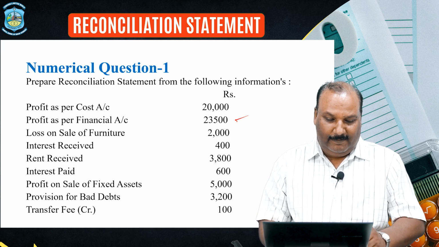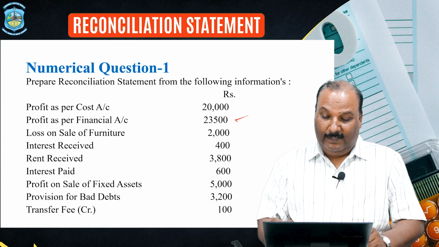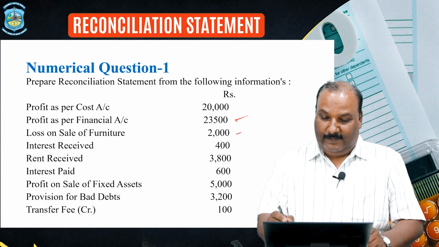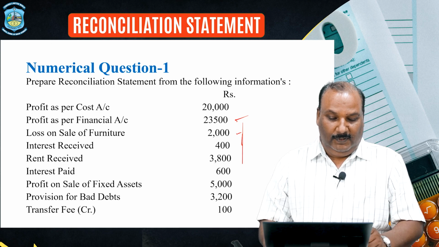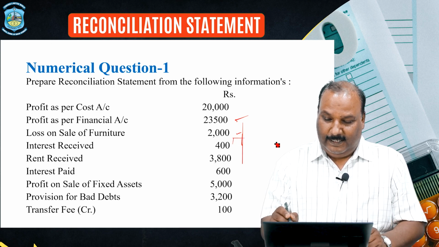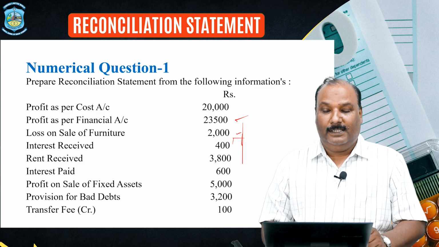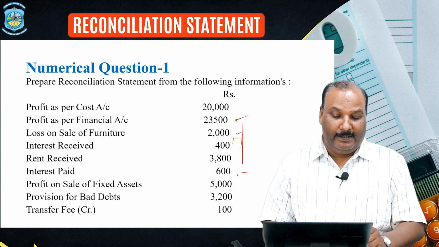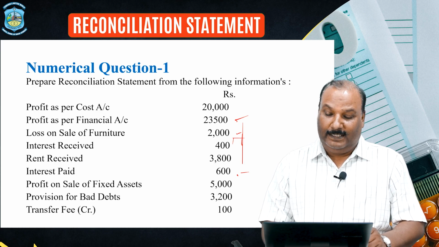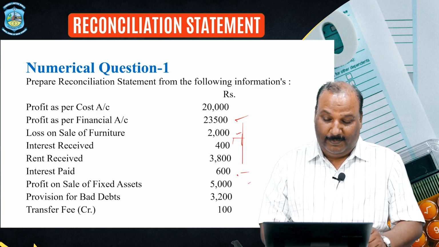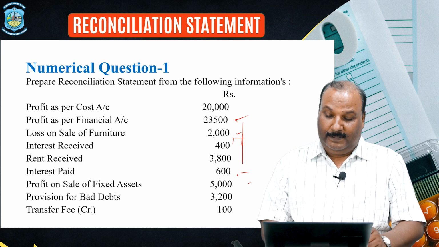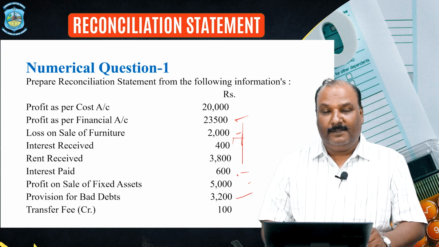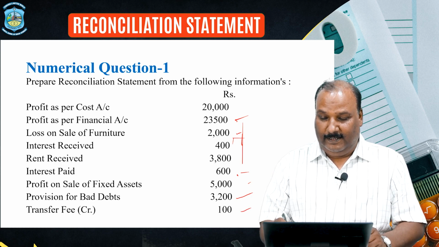The question gives: loss on sales of furniture, 2,000 rupees. Interest received, 400 rupees. Rent received, 3,800 rupees. Interest paid, 600 rupees. Profit on sales of fixed asset, 5,000 rupees. Provision for bad debts, 3,200 rupees. And transfer fees, which is credit, 100 rupees.